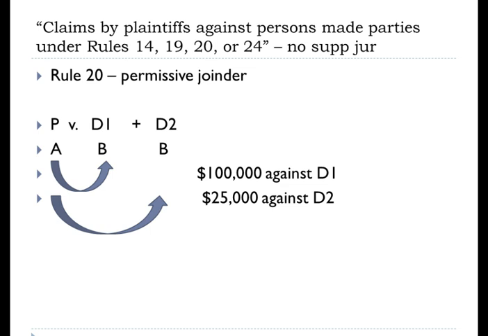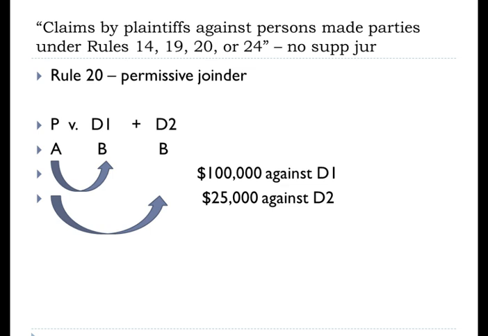So let's take an example where the plaintiff wants to sue two co-defendants, imaginatively named Defendant 1 and Defendant 2. So we set it up where the plaintiff is a citizen of State A, the two co-defendants are citizens of State B. We have complete diversity. However, the plaintiff's claim against Defendant 1 is for $100,000. So by itself, that could get into federal court. The plaintiff's claim against Defendant 2 is only $25,000.